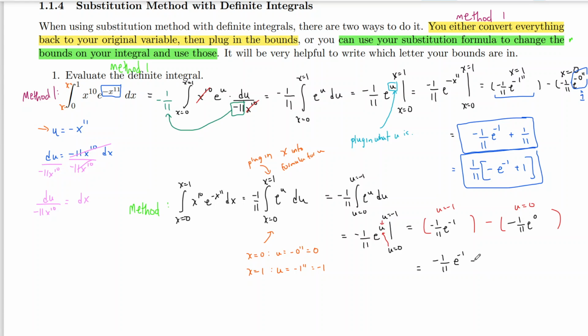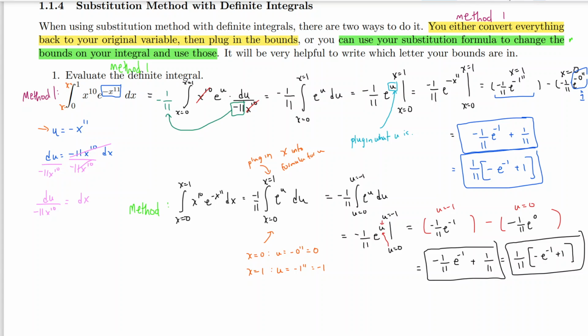Minus minus gives us a plus. Anything to 0 is 1, so it's plus 1 over 11. And that's exactly what we have here. And you can factor out the 1 over 11 if you want to finalize simplifying it. But the point is you should use whichever method you like, method 1 or method 2. It's up to you.